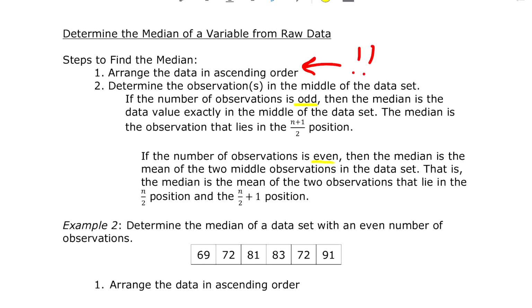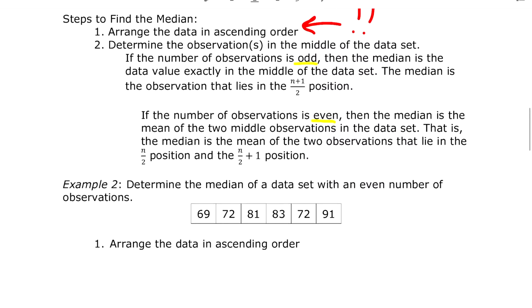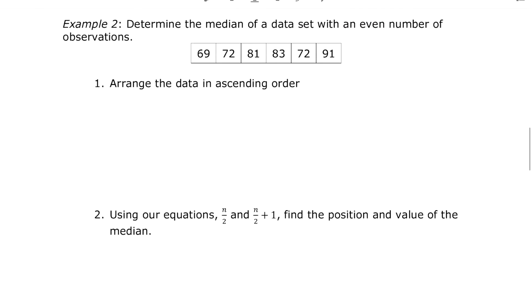If, however, the number of observations is even, then the median is going to be the mean of the 2 middle observations, because we're not going to be able to find a single number in our data set that'll split our data in half. So to do that, we're going to find the n over 2 position for the first number and the n over 2 plus 1 position to get that second number. So we're going to look at examples of how to do both of these. And we're actually going to start with the even number of observations.